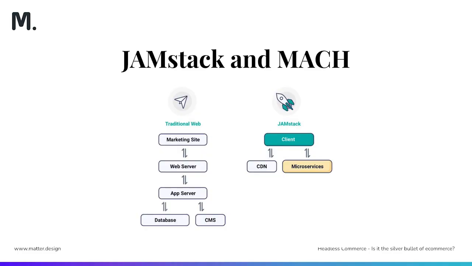So if we think about JAMstack and MACH, what we've got on the left is a more traditional website structure, and the arrows between these services represent the queries and the responses through these systems. And then if we look at the JAMstack on the right, it's a much flatter structure. It means that we are pulling data straight out of microservices. We're hosting it on a CDN. We're serving via the CDN to the customer, and we're getting a very fast performing site as a result.